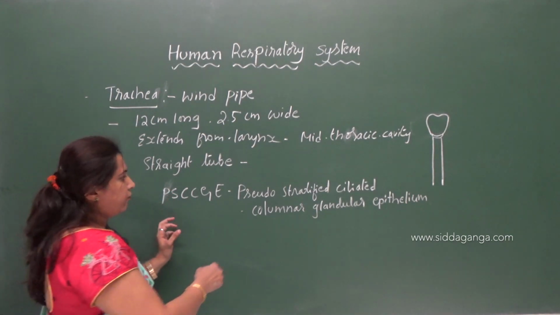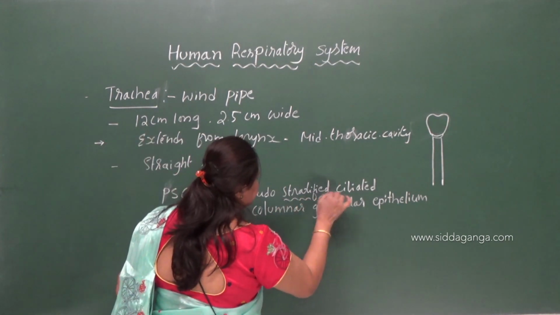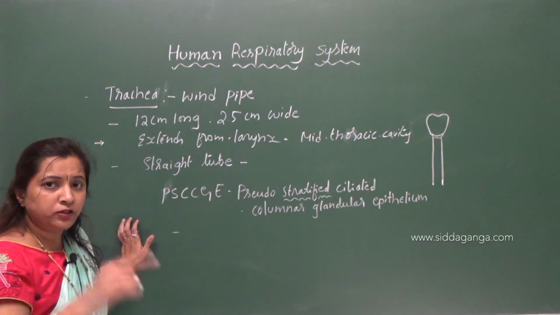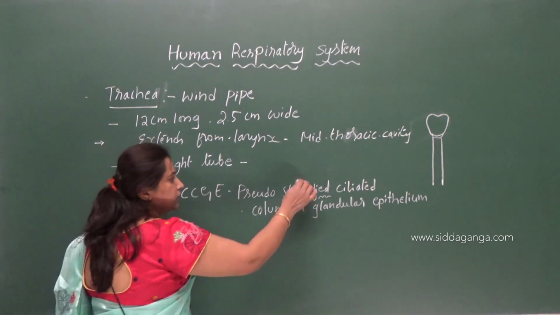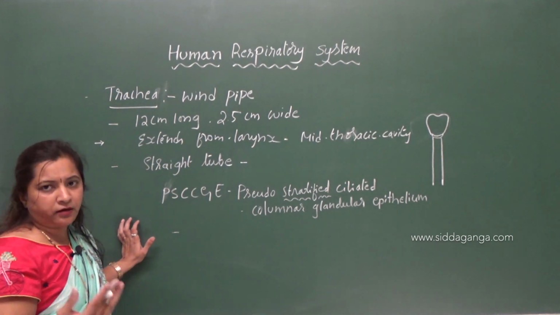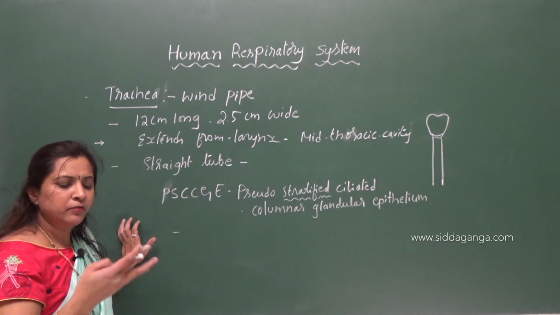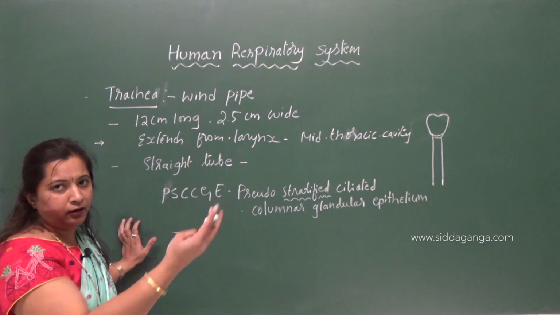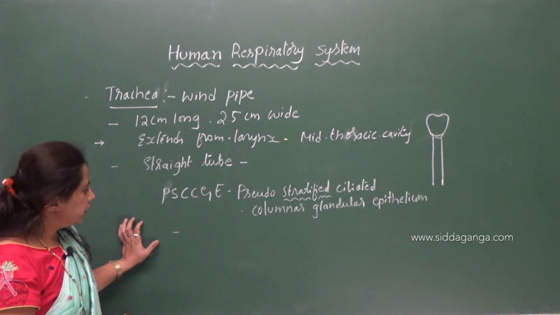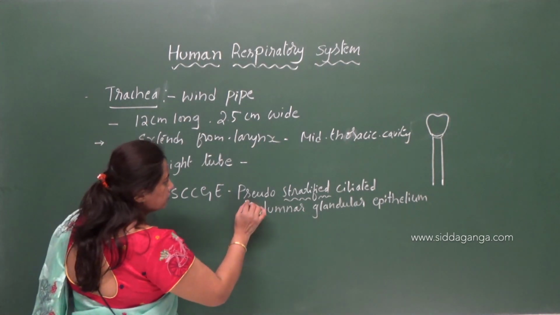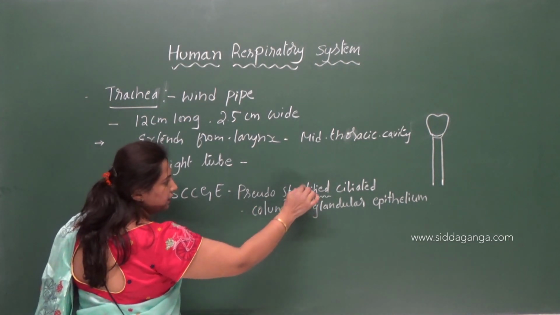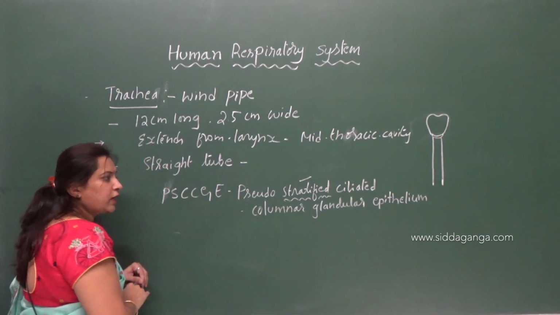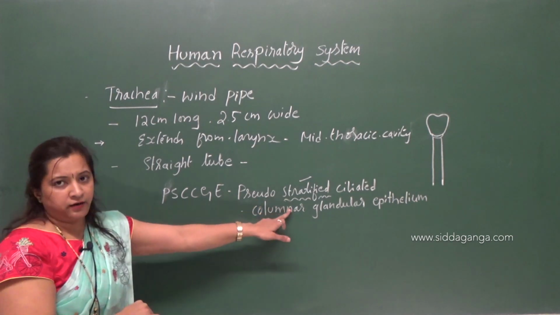So here comes the stratified. What is stratified here? Stratified means if the epithelium consists of many layers of cells, then it is called stratified. In simple epithelium there are different types, like squamous epithelium, cuboidal epithelium, columnar epithelium and so on. That you will study in detail in the later chapters. See here, it is called pseudostratified. I said stratified is having many layers of cells, right? Here I have written pseudostratified. So pseudostratified means what? False stratified.